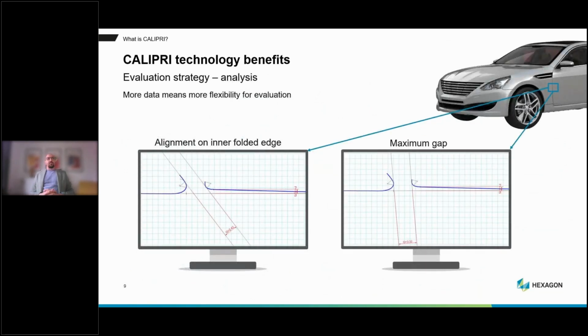So, for example, taking that gap here. More data, again, means more flexibility for evaluation. As we scan the gap from each and every angle, we don't have to extrapolate, so we don't have to create radii or something. We check the real profile and work on the real profile. With the help of some parameters, we can now adjust our evaluation strategy, our measurement strategy, depending on either what's in your gap and flush catalog or what you would like the measurement to look like.